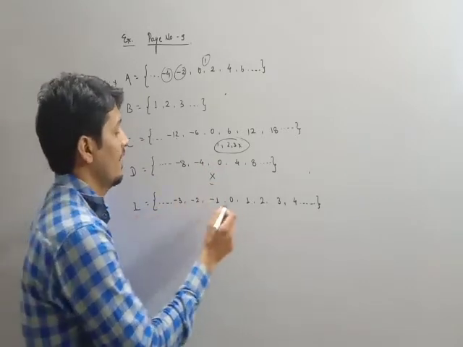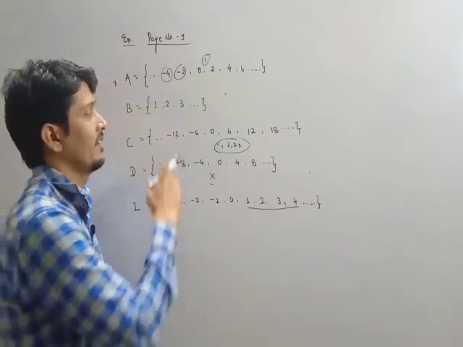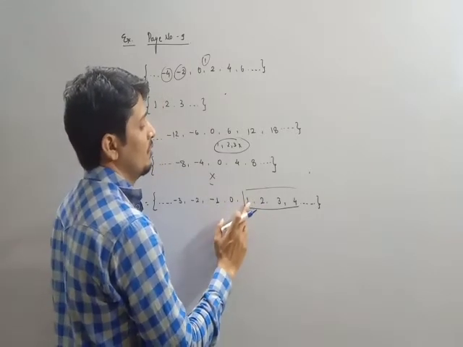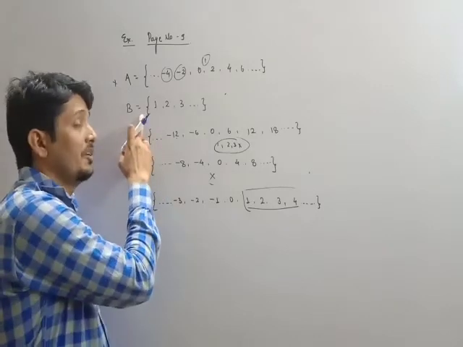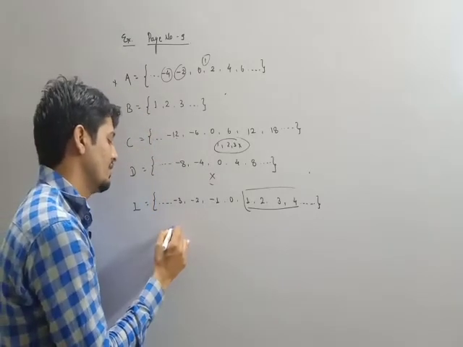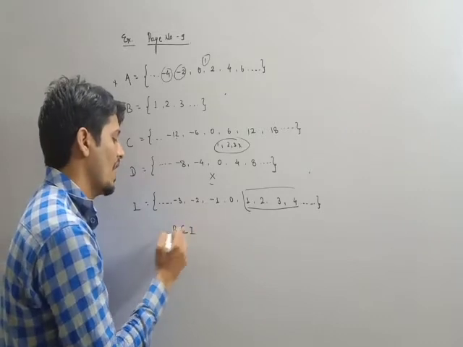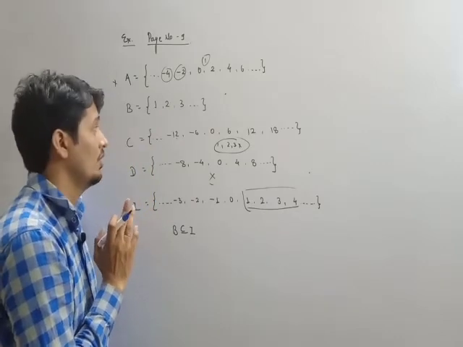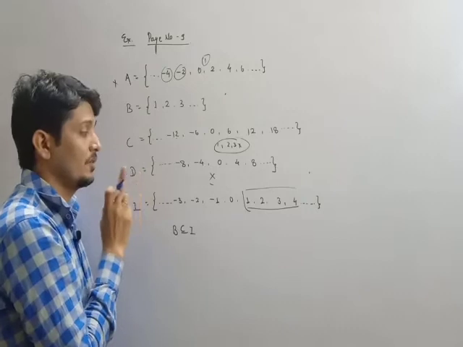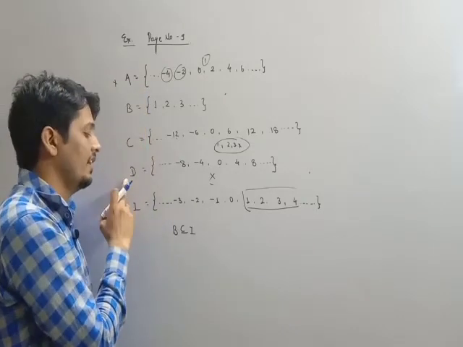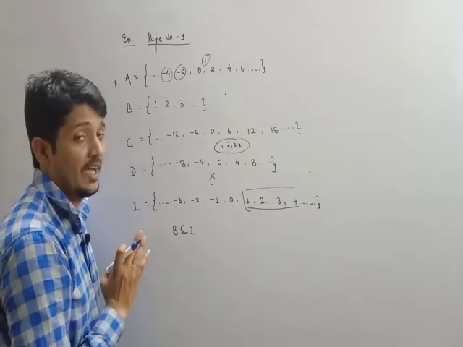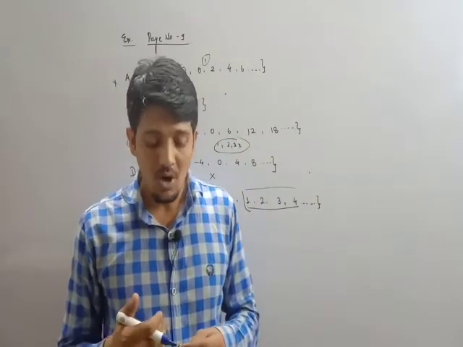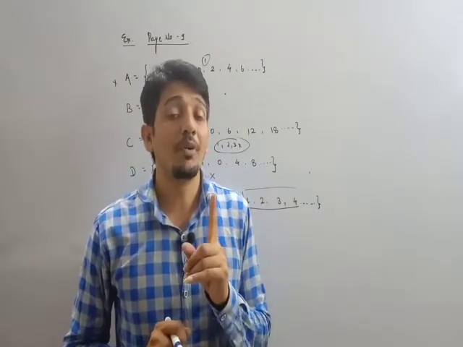But in integers we have 1, 2, 3 up to infinite. All these members after 0, that means 1, 2 up to infinite, are the members of set B. That means we can say set B is the subset of I, and set B is not a subset of A, C and D, but a subset of set I, that means integers. So this is all about subsets. On that basis you have to solve a few questions of your exercise.